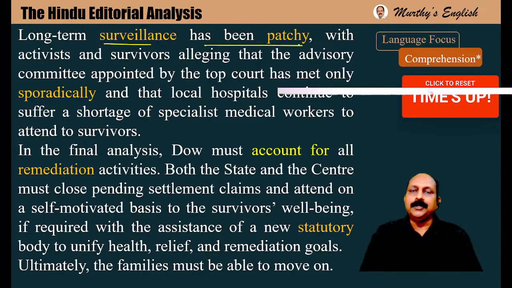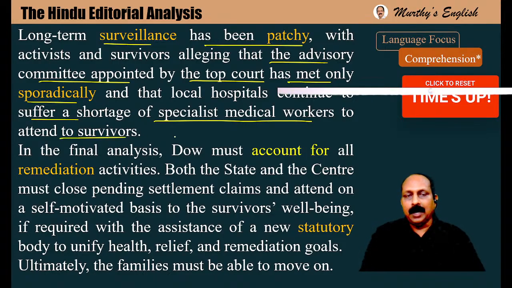Long-term surveillance has been patchy, means not continuous, not systematic, not regular, on and off, here and there, with activists and survivors alleging that the advisory committee appointed by the top court has met only sporadically, and that local hospitals continue to suffer a shortage of specialist medical workers to attend to survivors. The sentence talks about the response. Long term surveillance has been patchy. This is a statement to substantiate two dimensions. One, with activists and survivors alleging that the advisory committee appointed by the top court has met only sporadically. This is the first problem. And that local hospitals continue to suffer a shortage of specialist medical workers to attend to survivors.